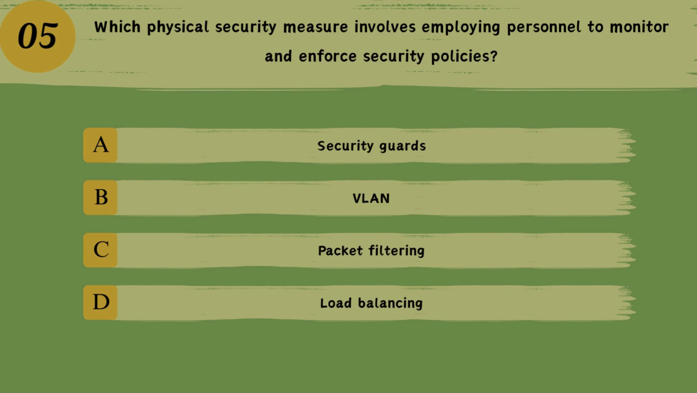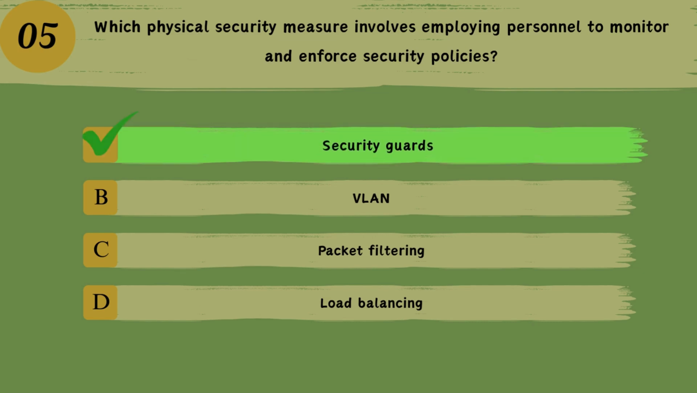Question 5. Which physical security measure involves employing personnel to monitor and enforce security policies? A. Security guards. B. VLAN. C. Packet filtering. D. Load balancing.